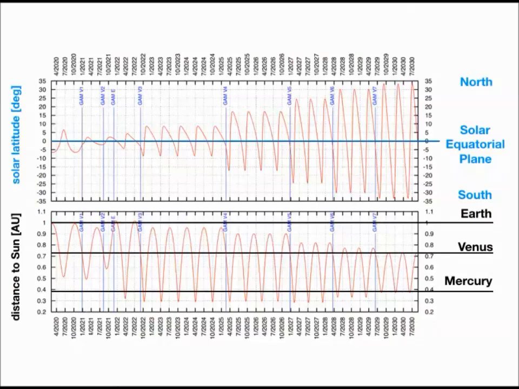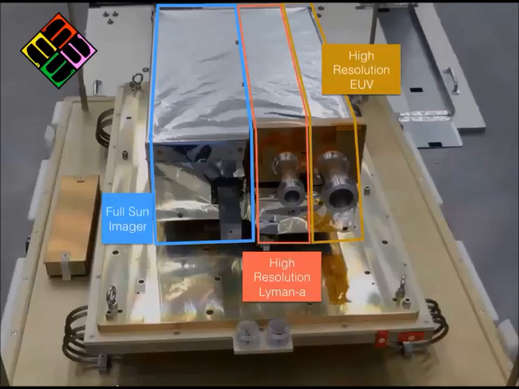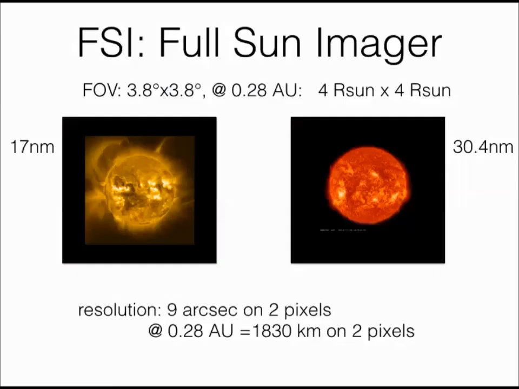The top graph is the other dimension. It's with respect to the solar equatorial plane. You can think of this as the ecliptic. It's not exactly the same, but almost. So we make excursions to the North Pole and to the South Pole. Not very far, it's only 35 degrees or somewhat less. But that will help us to have a look over the pole and get, for the first time, a view there. So I already said, EUI is 3 telescopes, 2 high-resolution telescopes, and 1 full sun imager.